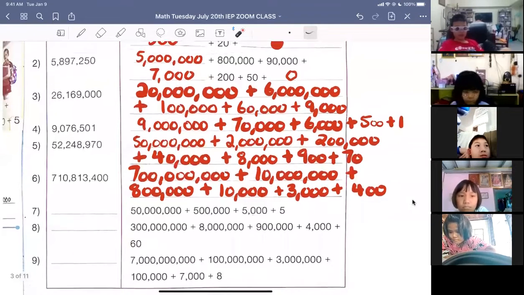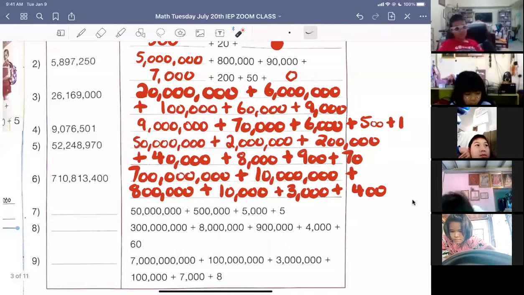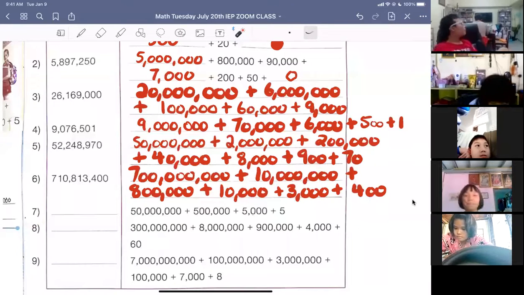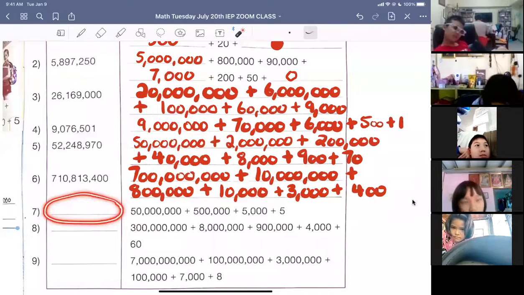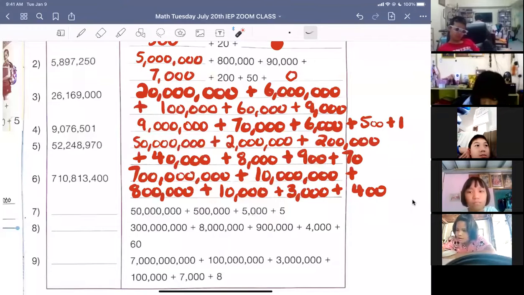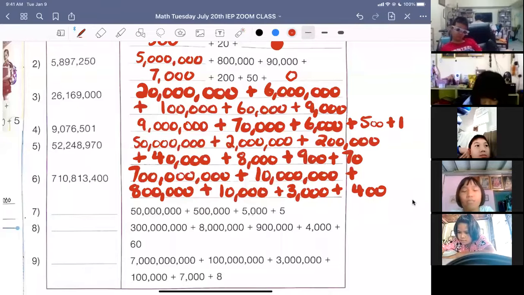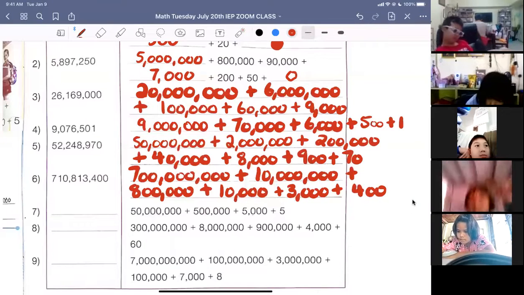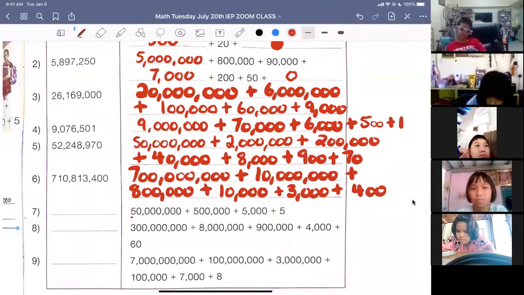Let me go down just a bit. Let's take a look at number 7. This time we want to find out what is this number right here. We have 50 million plus 500,000 plus 5,000 plus 5. So we're going to start off with the 50 million with the 5, this 5 right here. So we have 50 million.